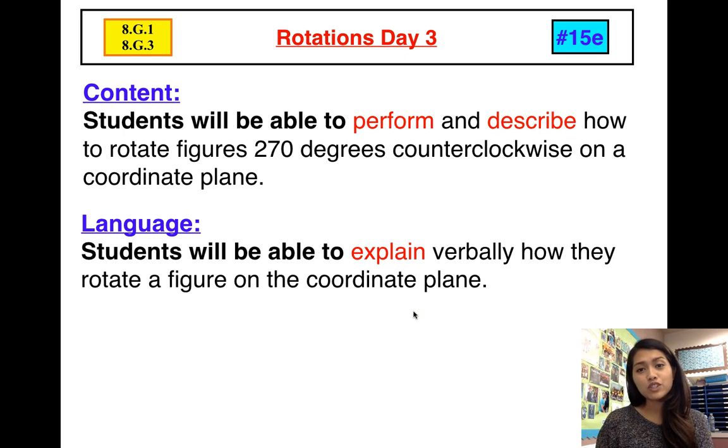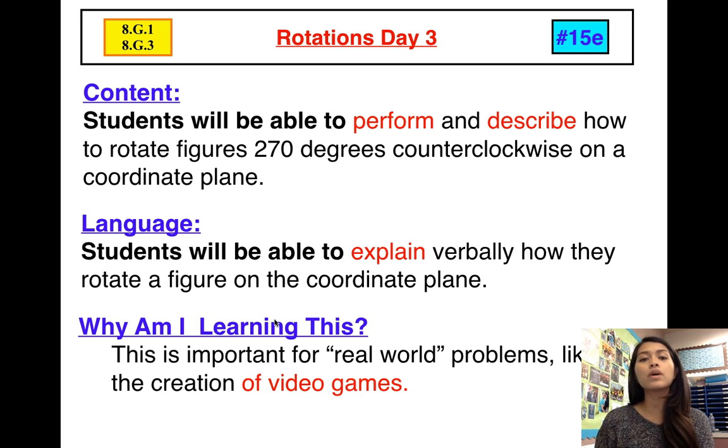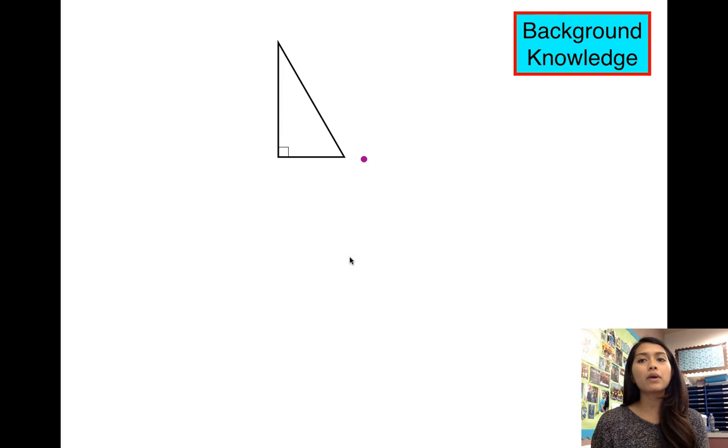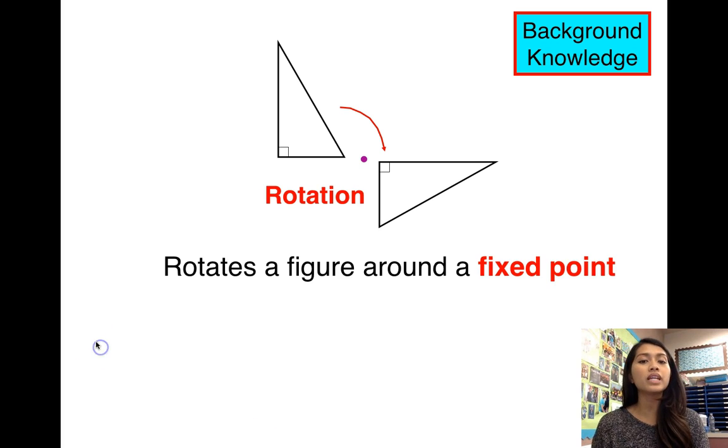The language objective is students will be able to explain verbally how they rotate figures on a coordinate plane. Why am I learning this? Well, it's important for real-world problems like the creation of video games. So a couple of background knowledge items that I want to go over: remember that rotations are basically when you're rotating a figure around a fixed point.